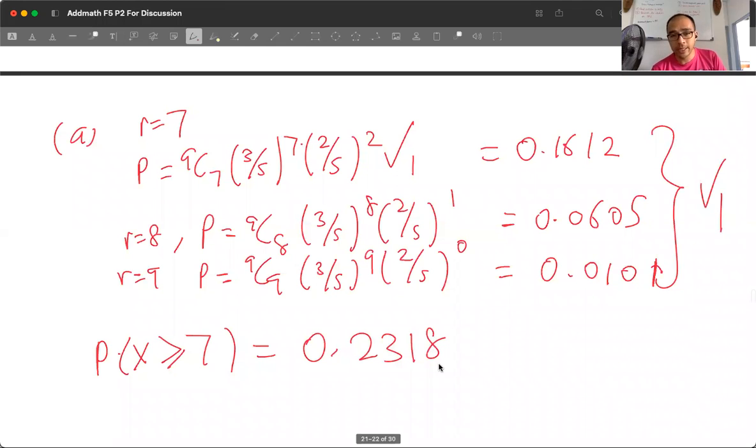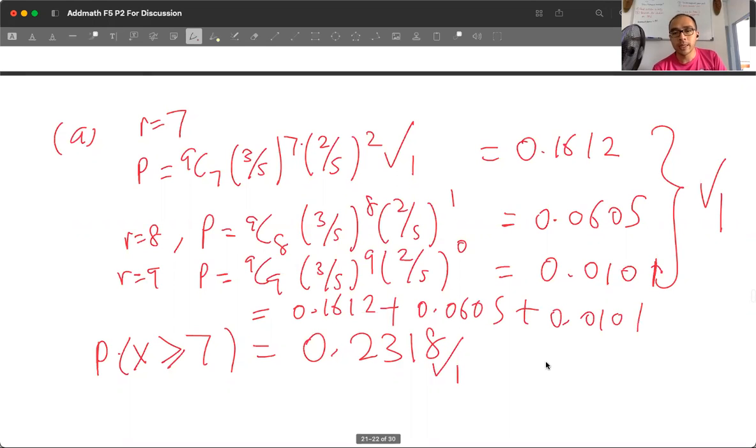The final answer is 1 mark, and then one more answer which I didn't show is 0.1612 plus 0.0605 plus 0.0101. This plus sign shows that you understand that we must add all those probabilities. So that's 1 mark. Even if you cannot answer this question in full, I want you to notice where the 1 mark comes from.